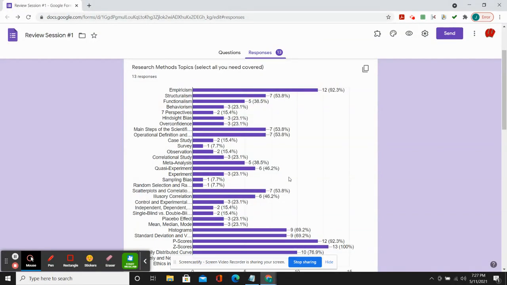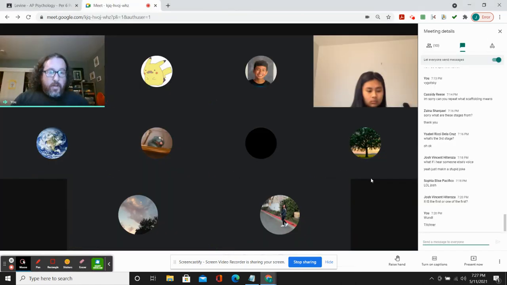All right, good. Okay, the last one with 7 votes of the research methods unit is scatter plots and correlation coefficient. Scatter plots are the way of measuring whether or not something is correlated.